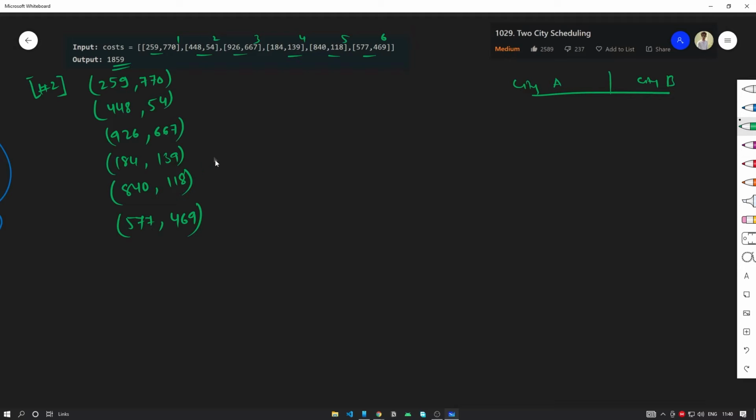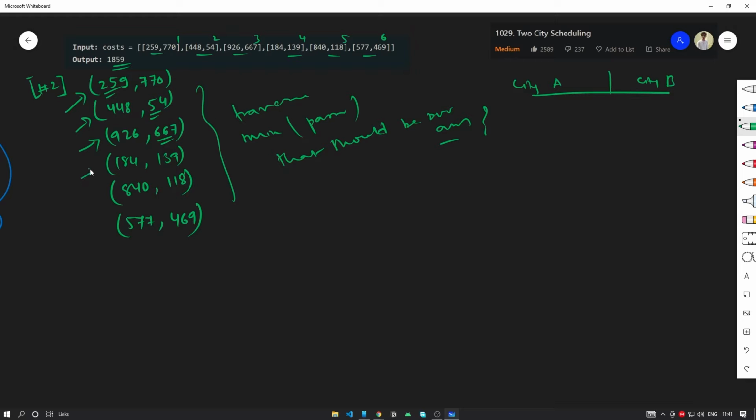And you might say that all we have to do is to traverse the array and find the minimum from each pair and sum it. That should be our answer. Will it be? Let's try. So for the first pair, minimum is obviously 259, so we would be taking 259. For the second pair, minimum is 54, so we will be taking 54. For the third pair, minimum is 667, so we will be taking 667.